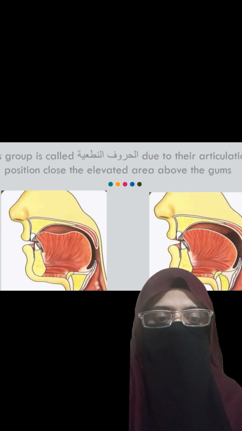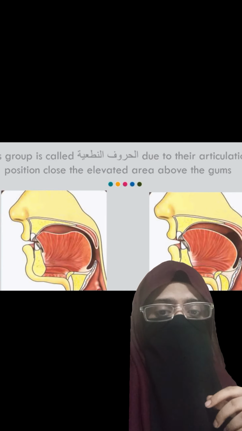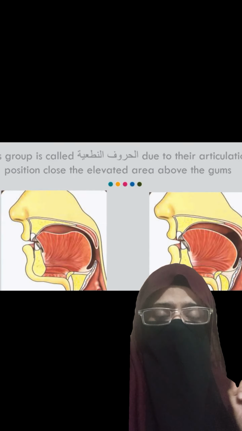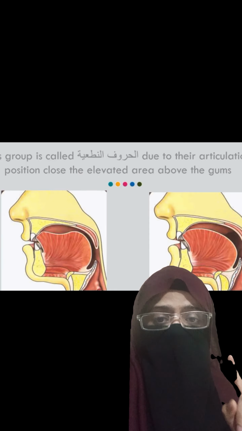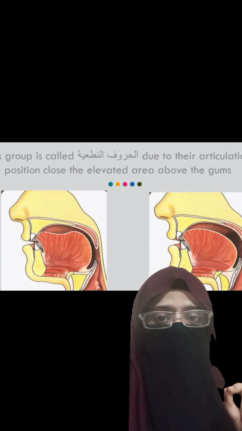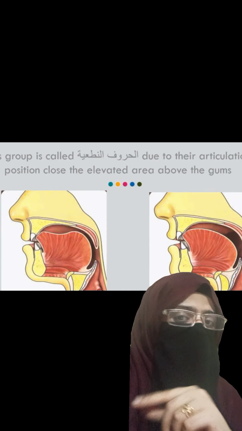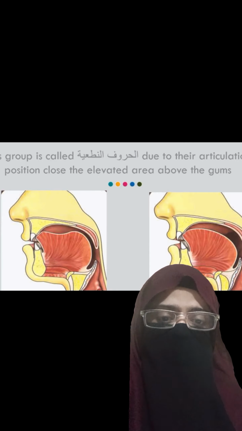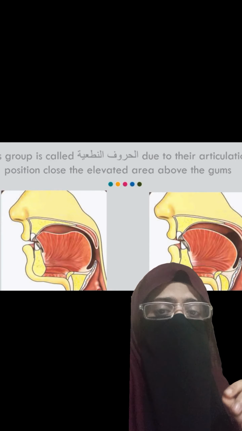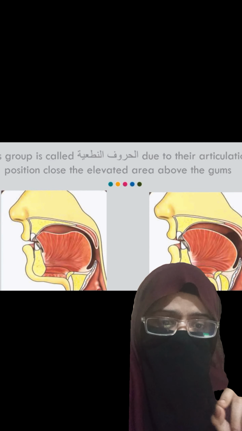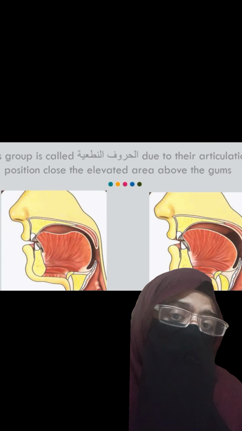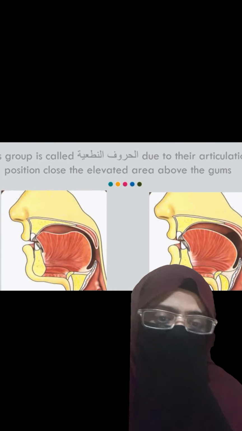If I talk about the key points of these three letters, the first key point is that the tongue touches the gum area gently. The second, if you are a student, write this down: the tongue must not protrude between the teeth. What is protrude?